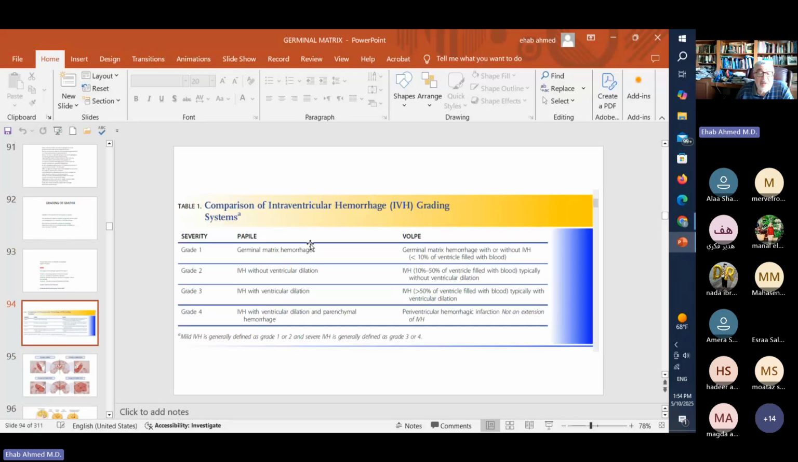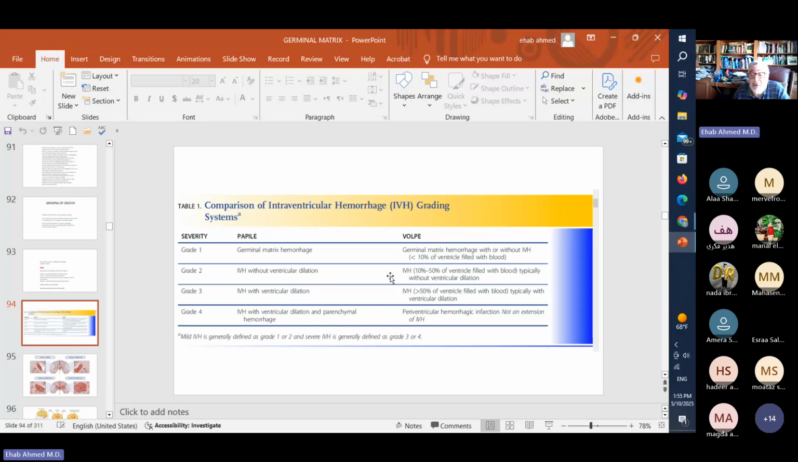So we have two grading systems, the Papile and the Volpe. This is older than that. In the Papile, we have grade 1, just bleeding inside the germinal matrix. Grade 2, the bleed extends to the ventricle but without dilatation. Grade 3, with dilatation of the ventricle. Grade 4, it extends outside to the parenchyma.